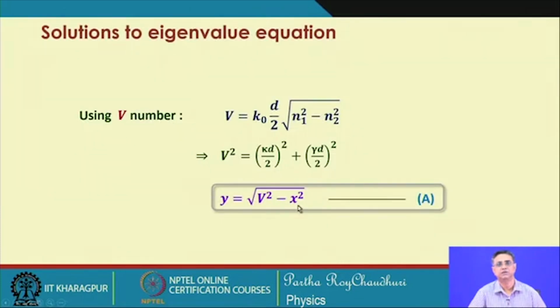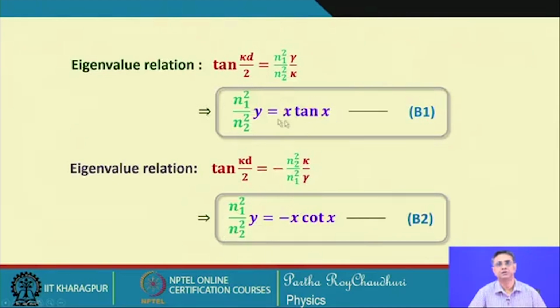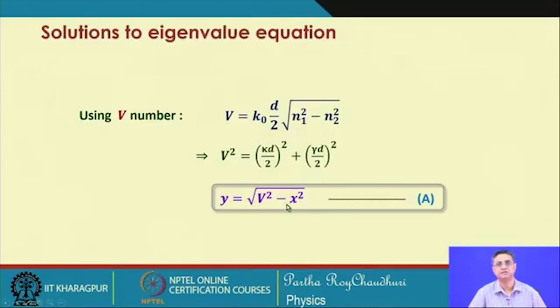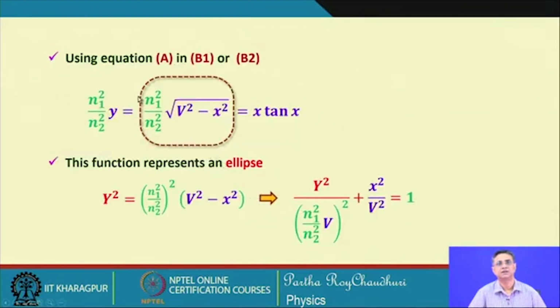So, y equal to this, b1 equal to this. So, for this, in place of y, if I write this equation, then I can write this into y, which will be equal to this, and that is equal to x tan x, because this is your y. So, if we look at this function, n1 square by n2 square under root of this, this function is the function of an ellipse. If you square, then y square will be equal to square of this quantity. The function represents an ellipse, and you have the equation of an ellipse of this form.